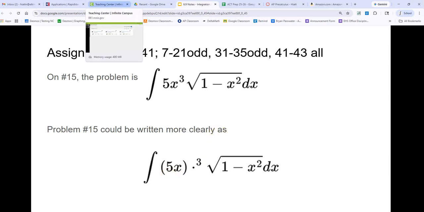A note on number 15, because I remember this being an issue last year. This is what 15 looks like in your book. However, it looks to me like it's 5x to the third. It is not. It is 5x times the cube root of the square root of 1 minus x squared. If it were 5x to the third, we couldn't do the problem. But like this, you can do the problem.